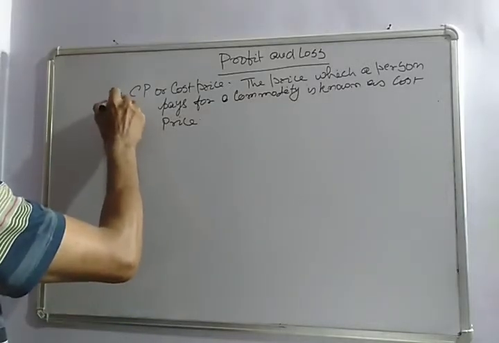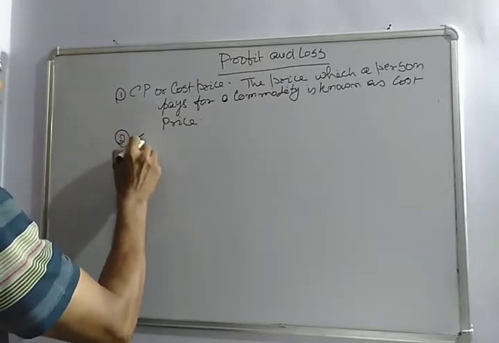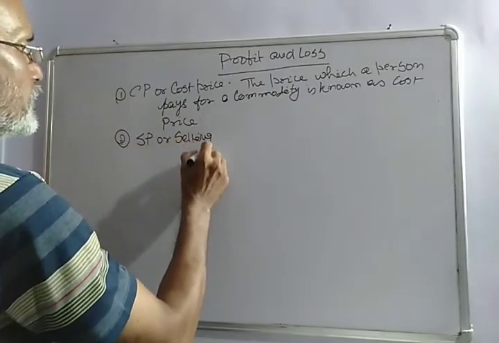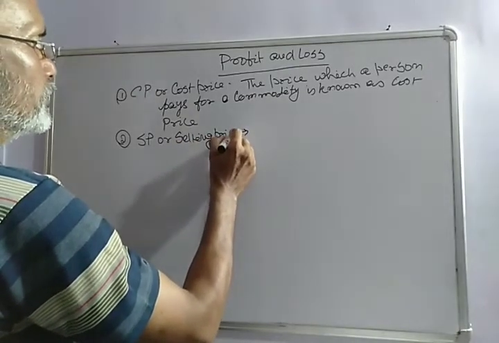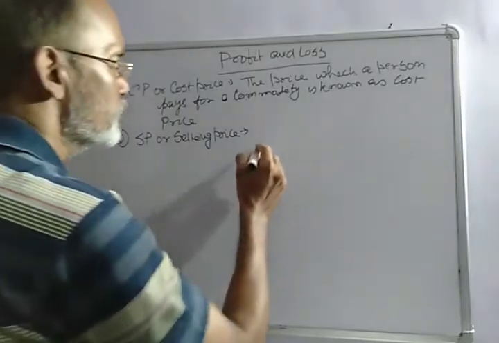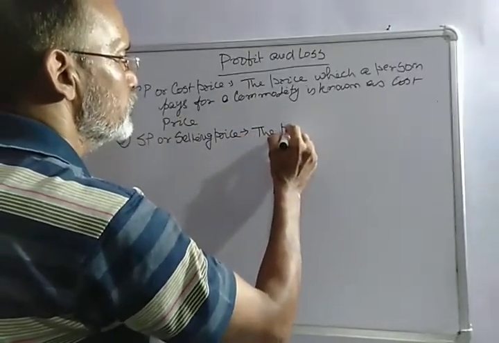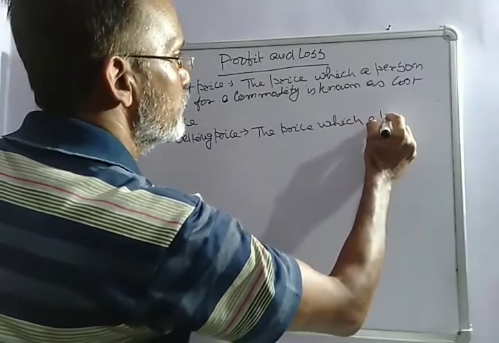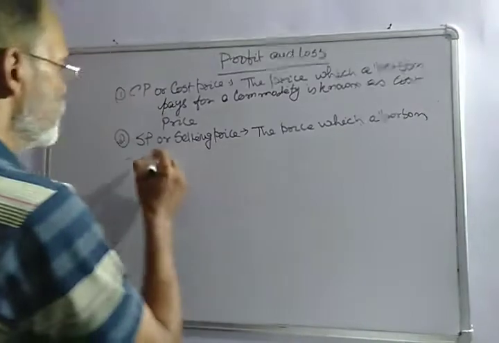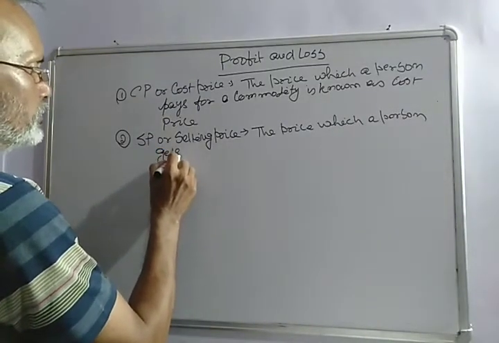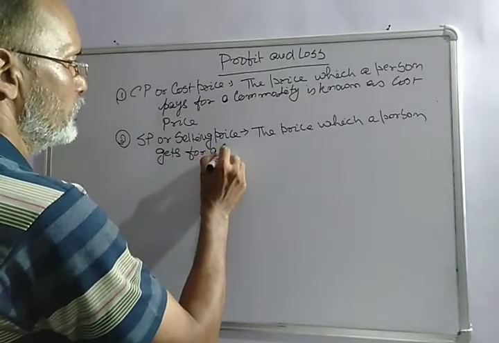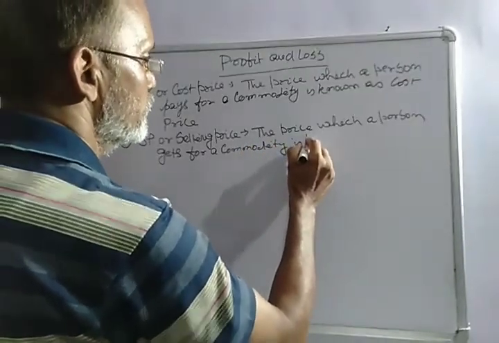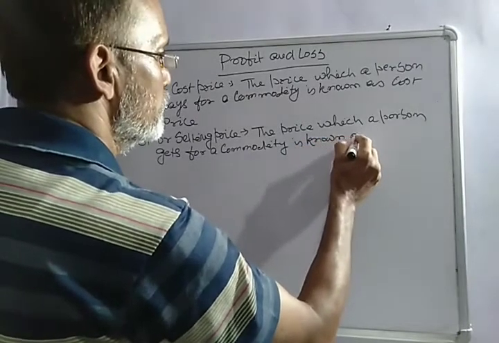Number 2 is selling price, or SP. The price which a person gets for a commodity is known as selling price.